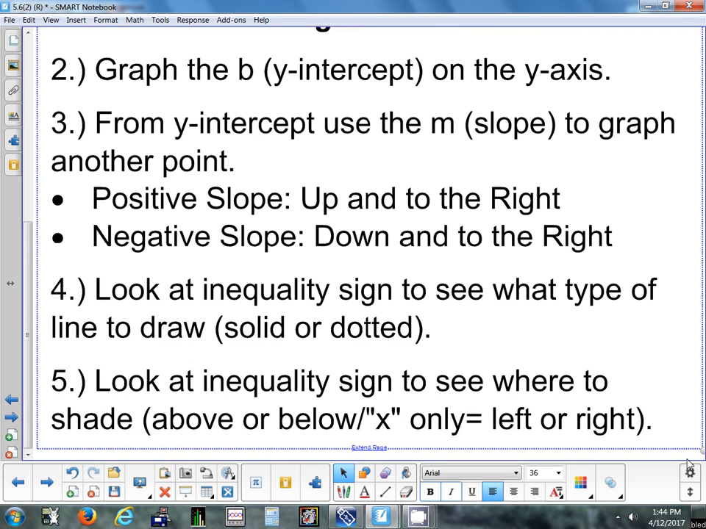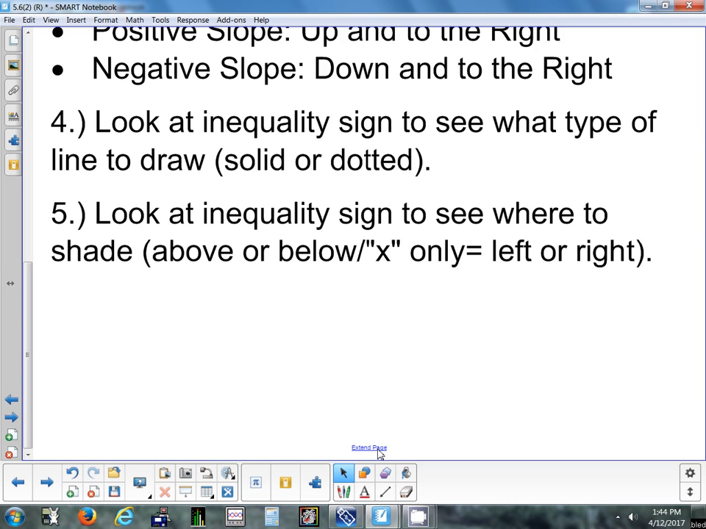Now remember, special case: if it's an X only and no Y, we're either going to shade to the left or the right. Like Mr. Hager mentioned yesterday, there's no up or down there. Some of you, like some people I worked with today in learning support, looked at the arrow: the arrow's pointing this way, so I shade over here. That's a strategy you can use, all right?